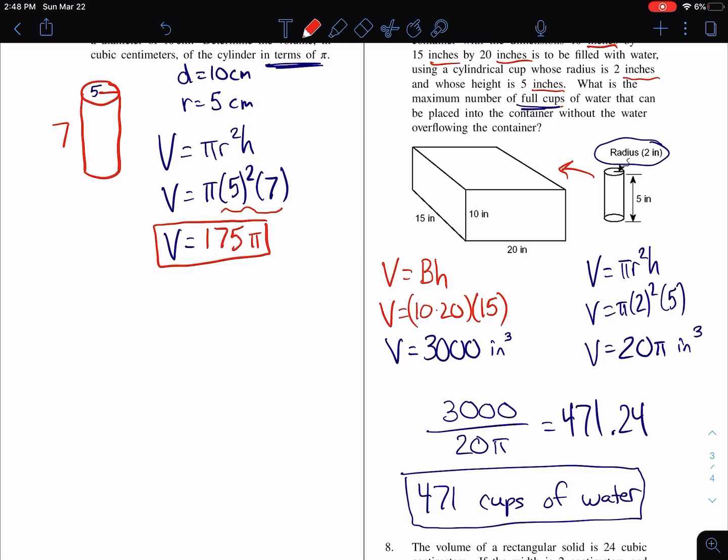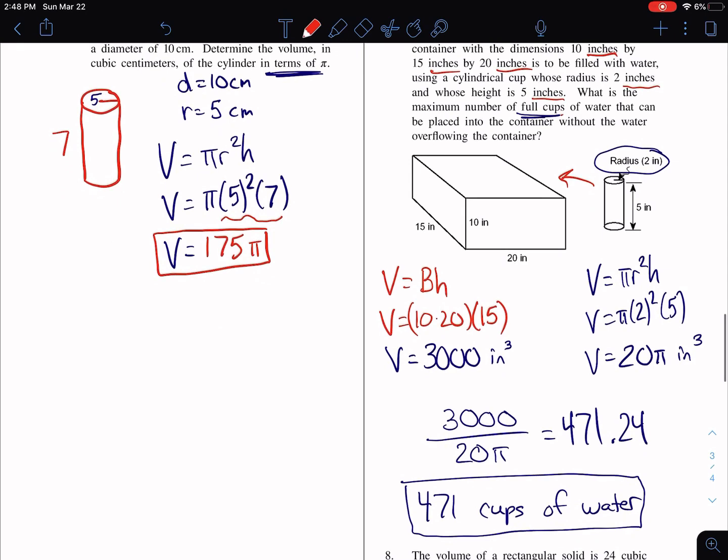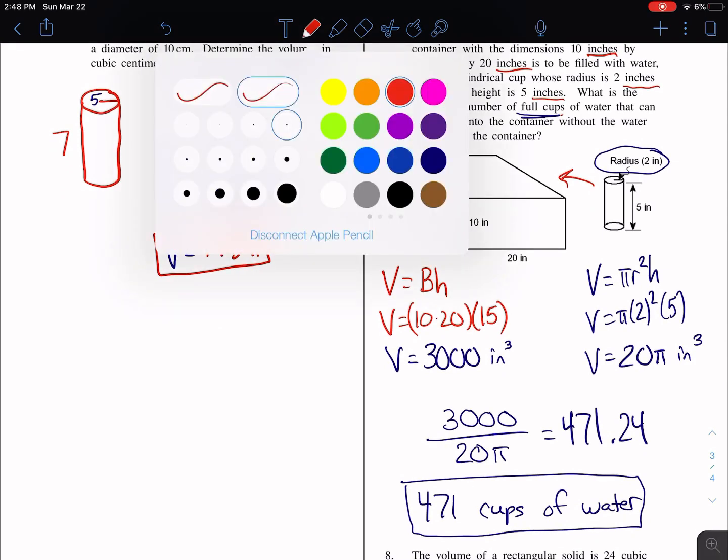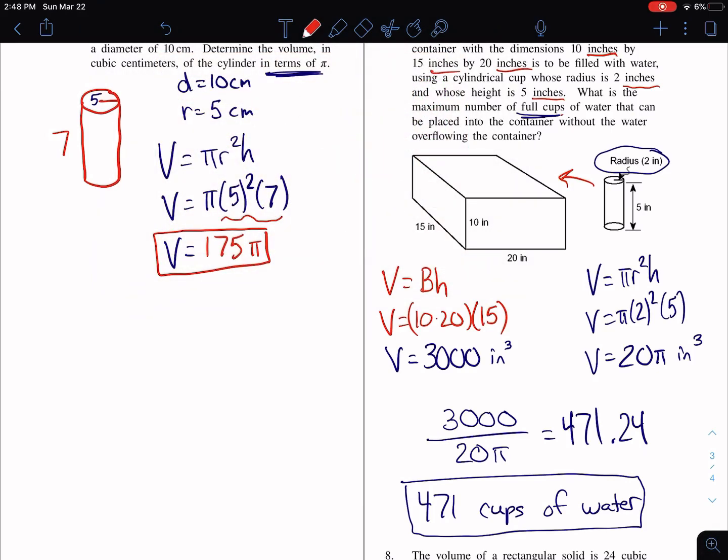Okay, let's take a look here. So come back over to number 7. What I noticed was that we didn't get the answer correct. What happened was when I plugged this into the calculator, I did not put the 20 pi in parentheses. By not putting the 20 pi in parentheses, we ended up with the wrong answer. So let's go ahead and fix that.